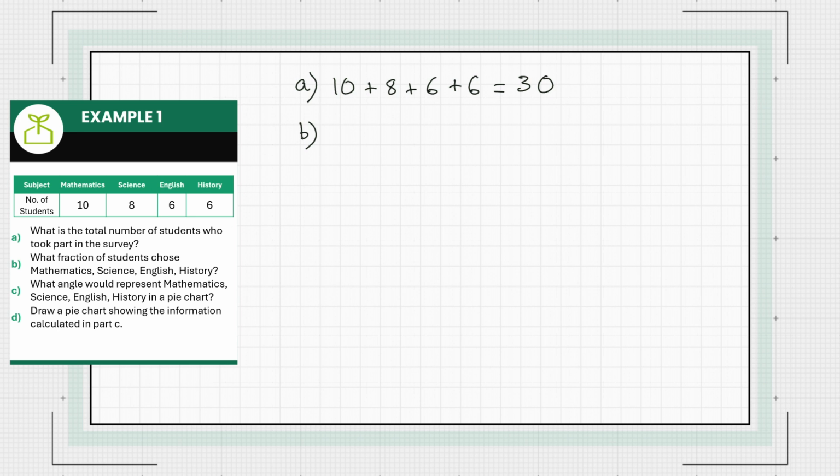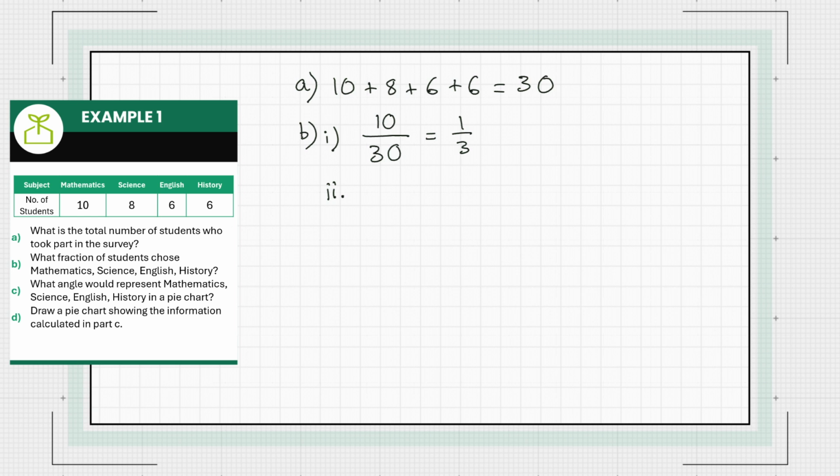Alright, let's look at the first part of B. Okay. What fraction of students chose mathematics as their favorite subject? So as a fraction, we put on top our area of interest, or what we are looking at, so 10, and on our denominator we put our total, which is 30. So 10 of 30 students preferred mathematics as their favorite subject. And this can be reduced down to 1 out of 3. So 1 in 3 students like mathematics the best.